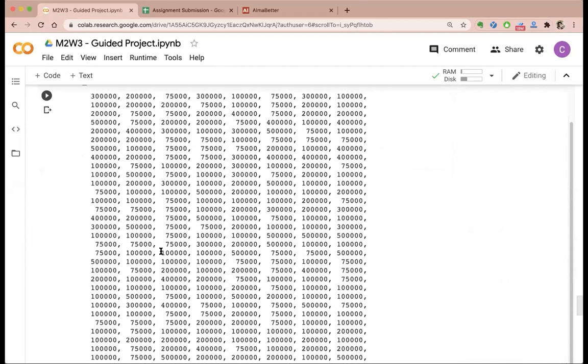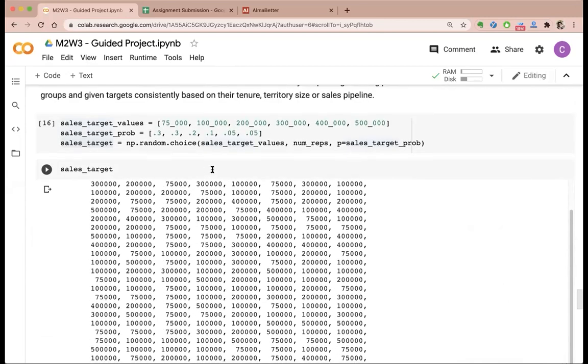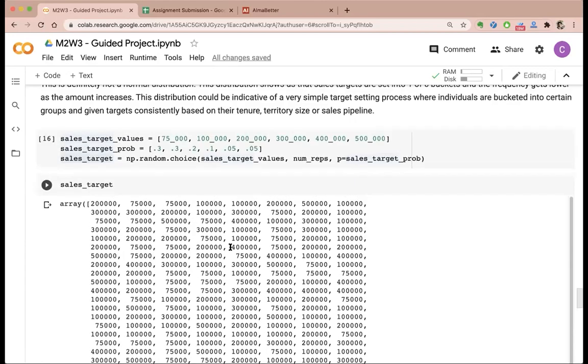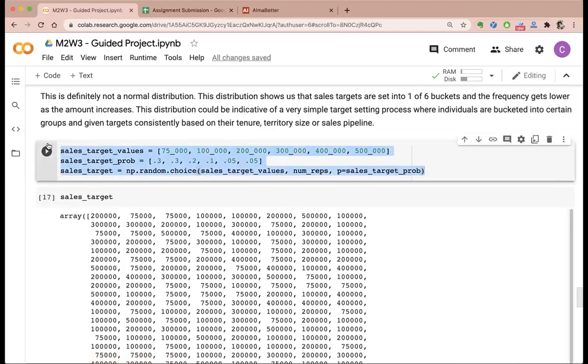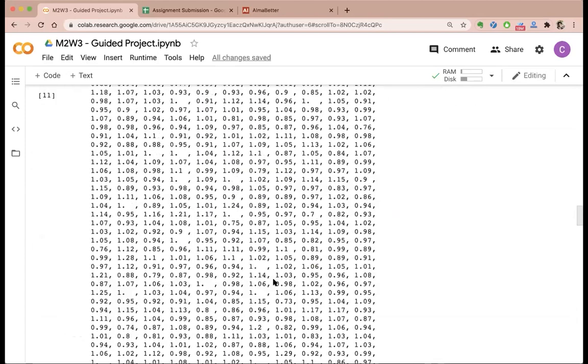Okay, so I have got all sorts of values, right? 75,000, 200k, 75k, 400k, 500k, 100k, and so on. So all sorts of values is what I have got, 500 such values. I hope you have written this chunk of code. Now I think all your random numbers have been generated, so whatever inputs you wanted have been generated.